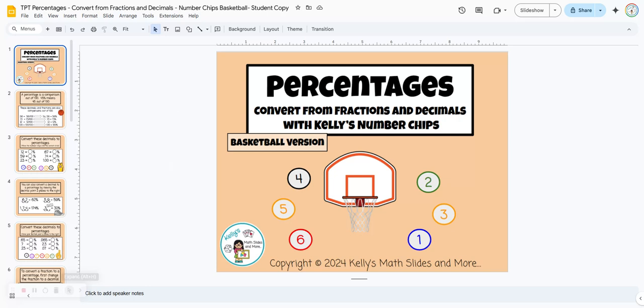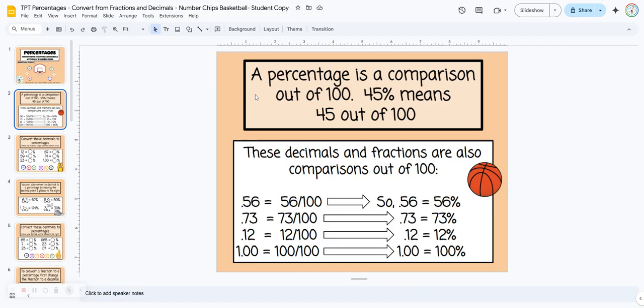Percentages converting from fractions and decimals using number chips. This is a digital lesson, and this one is basketball themed. So the lesson starts out explaining what a percentage is. It's a comparison out of 100. So 45% means 45 out of 100.